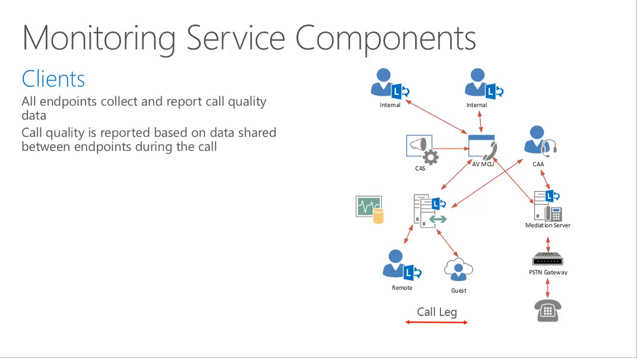And the first place to look is clients. If you look at the diagram that I have up here, you can see a whole bunch of different clients, users, external users, servers, MCUs. And you can see all these different calls that may be happening depicted by the red lines.